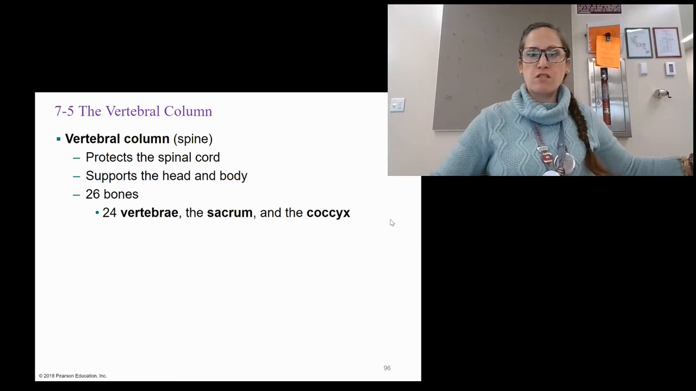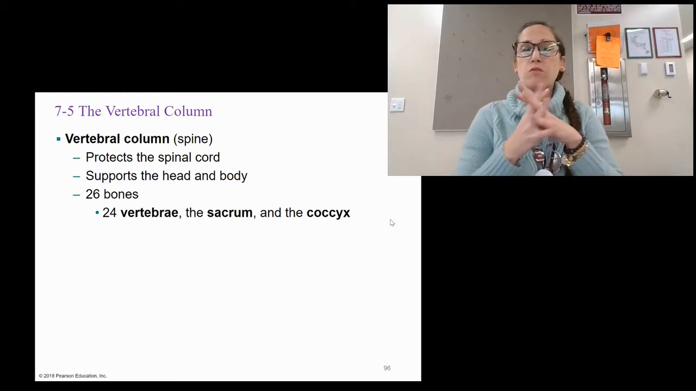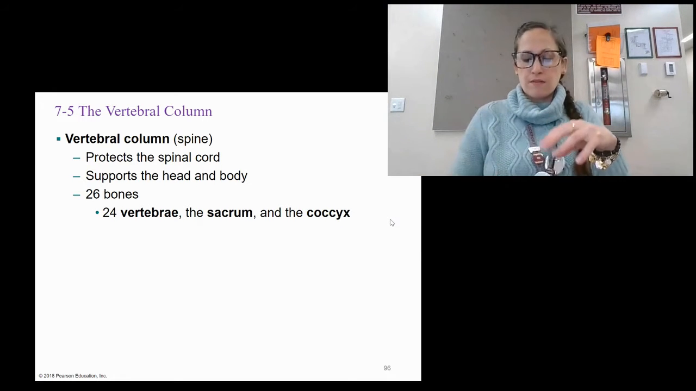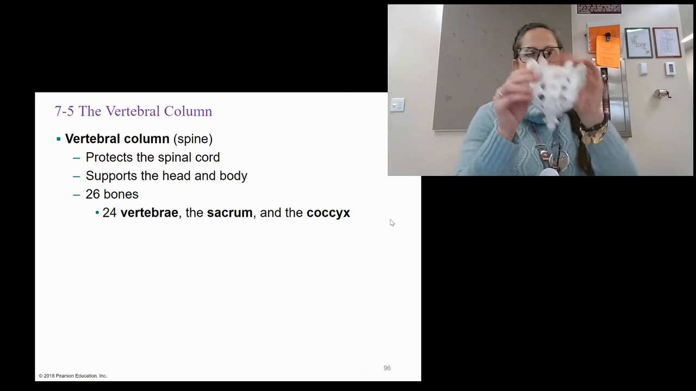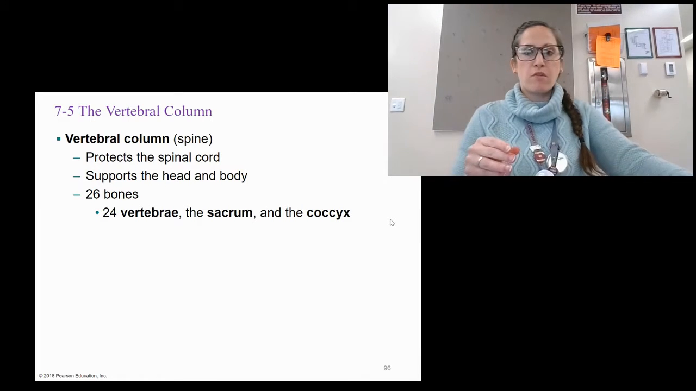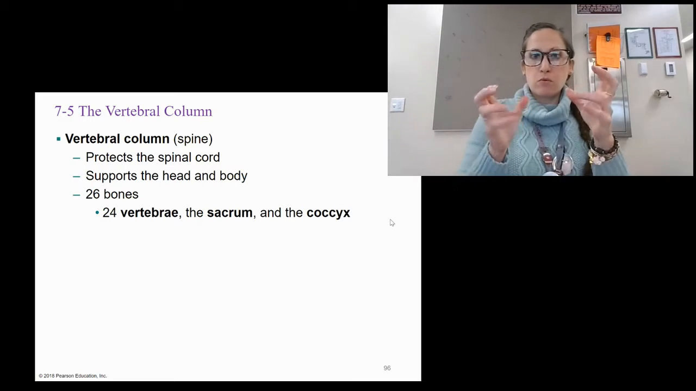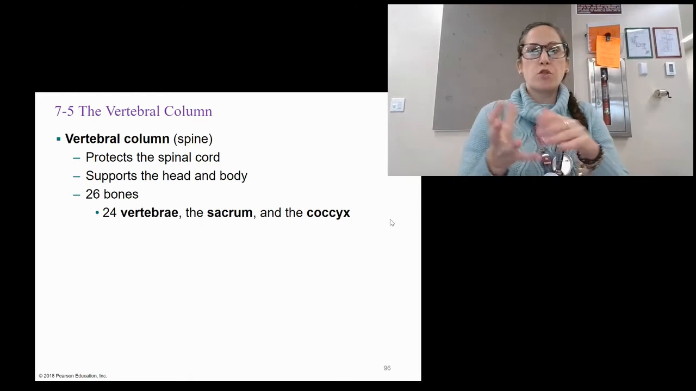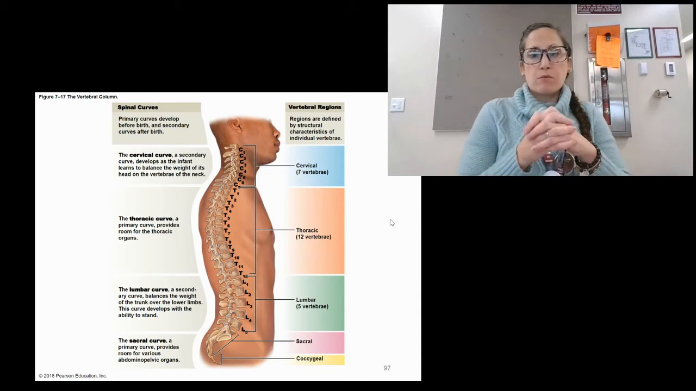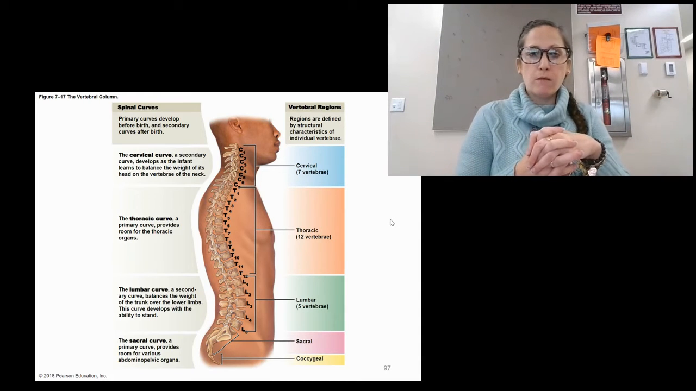The last 2 portions of your vertebral column are fused. So they once were individuals, but then fuse. And the sacrum and the coccyx, this portion, also forms the posterior portion of your pelvis. So there are 26 bones as an adult in your vertebra, the 24 vertebrae, and then your fused sacrum and your coccyx. Obviously, your vertebral column serves as protection for your spinal cord.